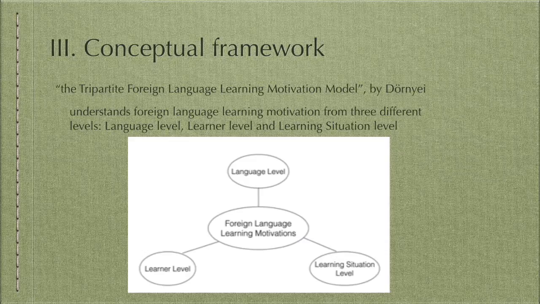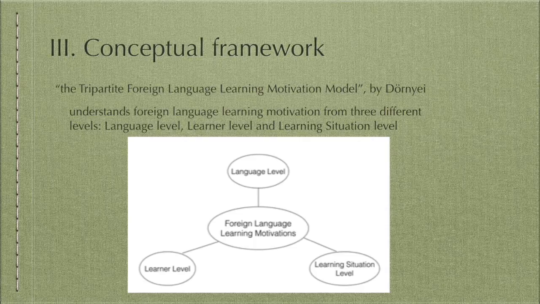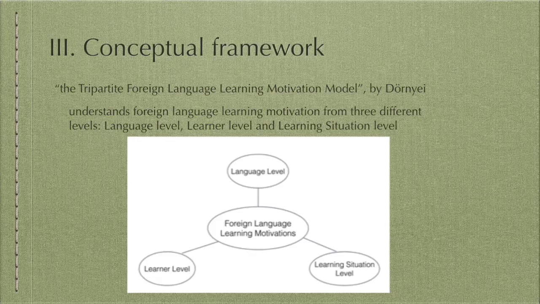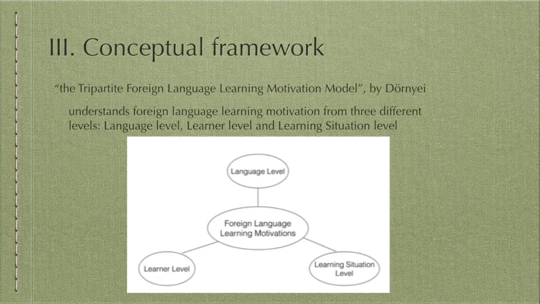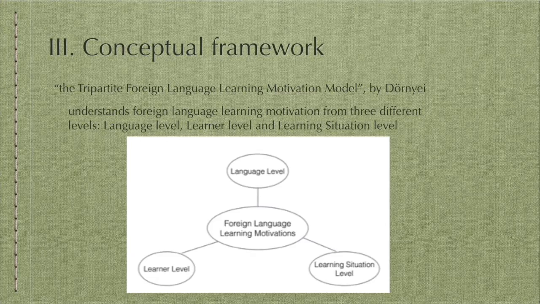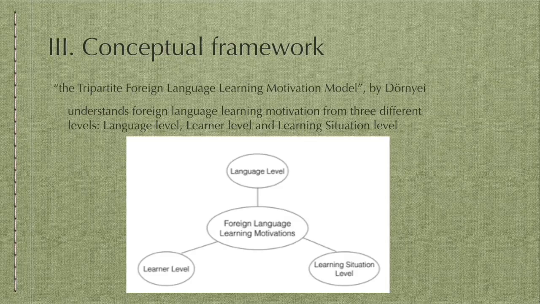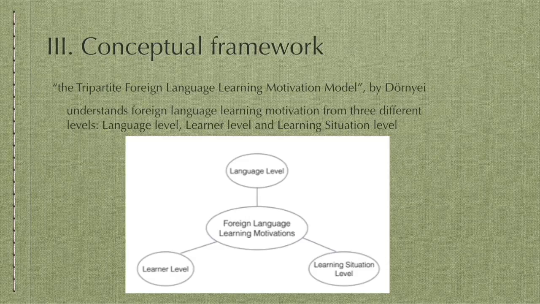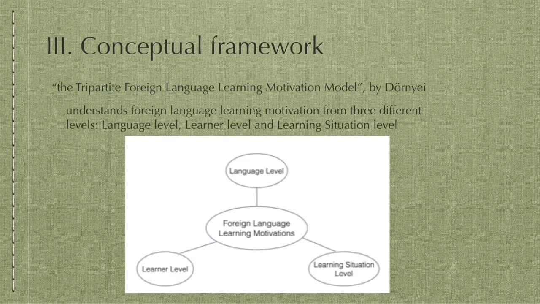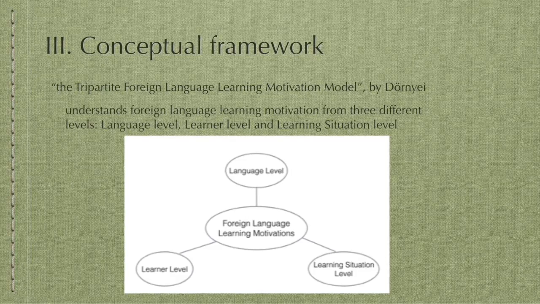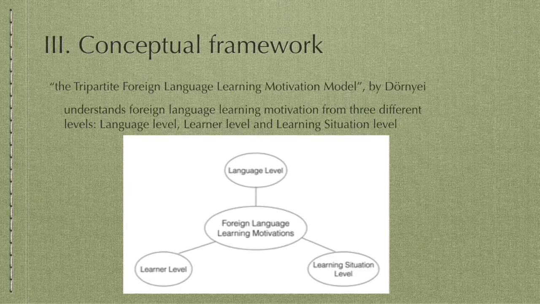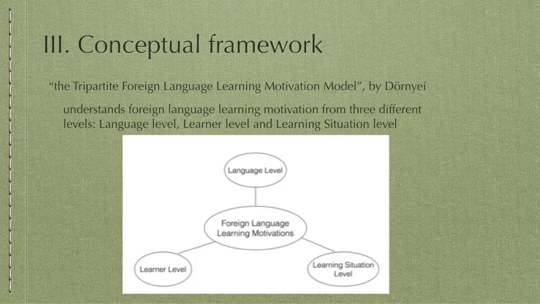This study attempts to adopt the tripartite foreign language learning motivation model for the following reasons. The model put forward by Dornyei was based on Gardner's socio-educational model, which has been influential and significant in the fields of foreign language learning motivations. The empirical use of this model has also been proved. Based on the previous model, this model is precisely designed to help understand foreign language learning motivation from 3 different levels: language level, learner level, and learning situation level.